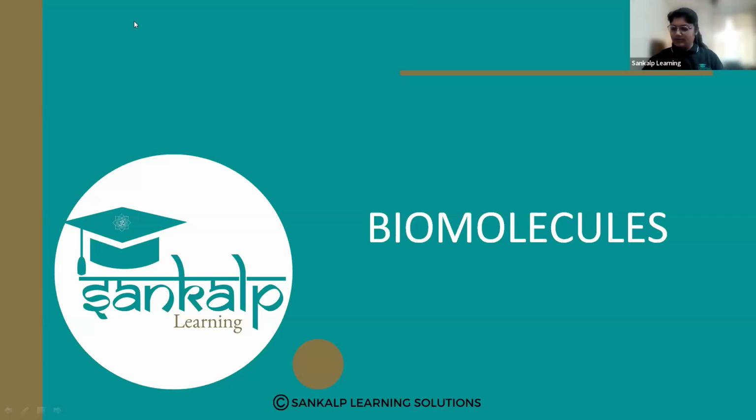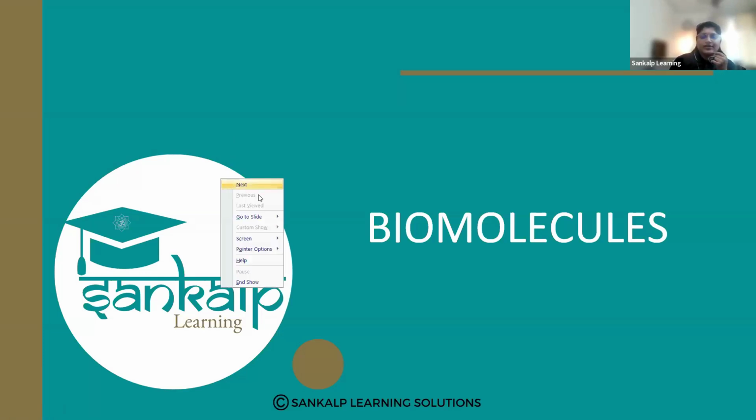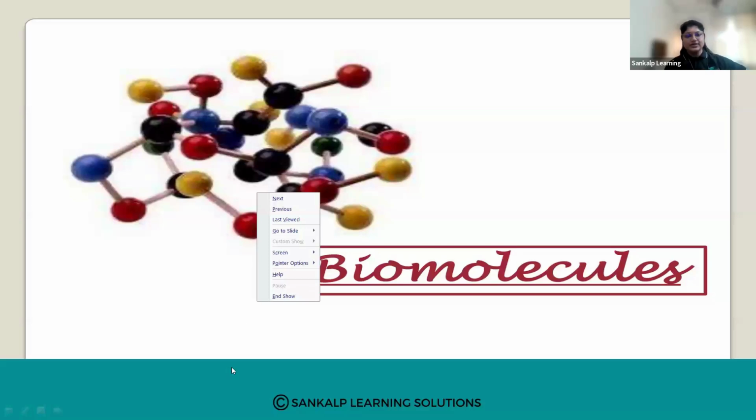So yesterday's class, we started with the new topic, that is biomolecules, right? We discussed what biomolecules are. Then we started with carbohydrates. We discussed what carbohydrates are, then the classification of carbohydrates, then glucose, right? The structure of glucose, and different reactions to confirm the presence of different groups. So all these things we discussed in our previous class, right?